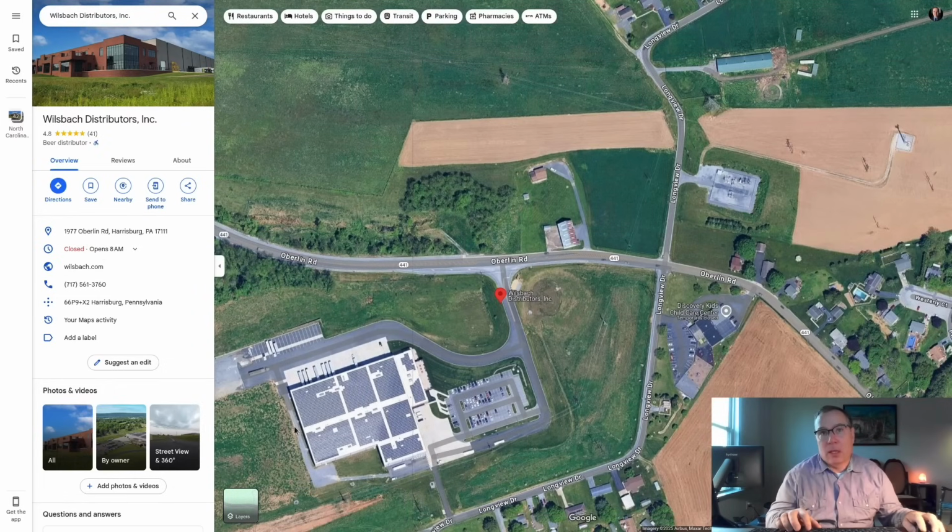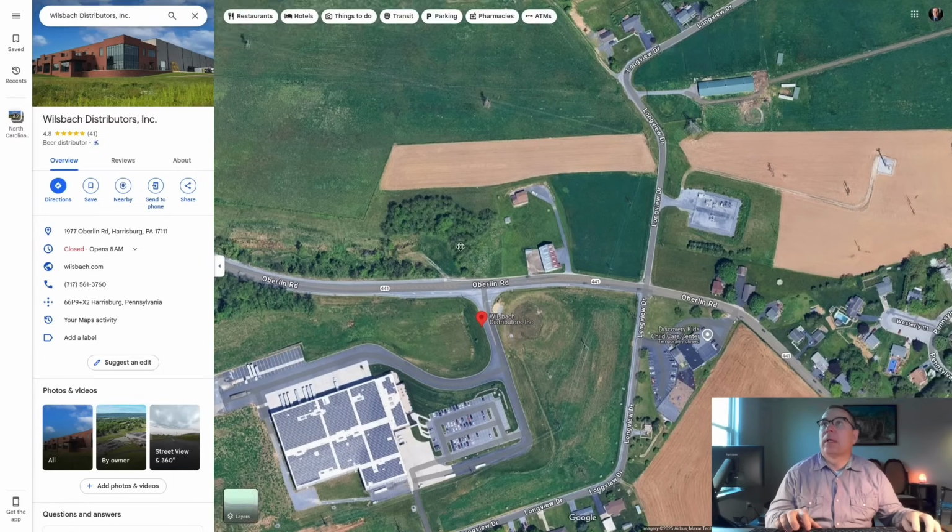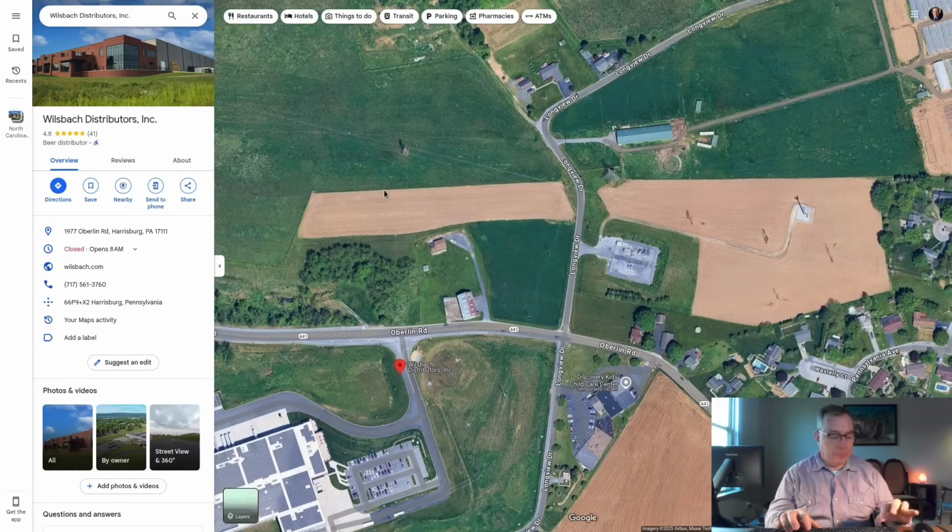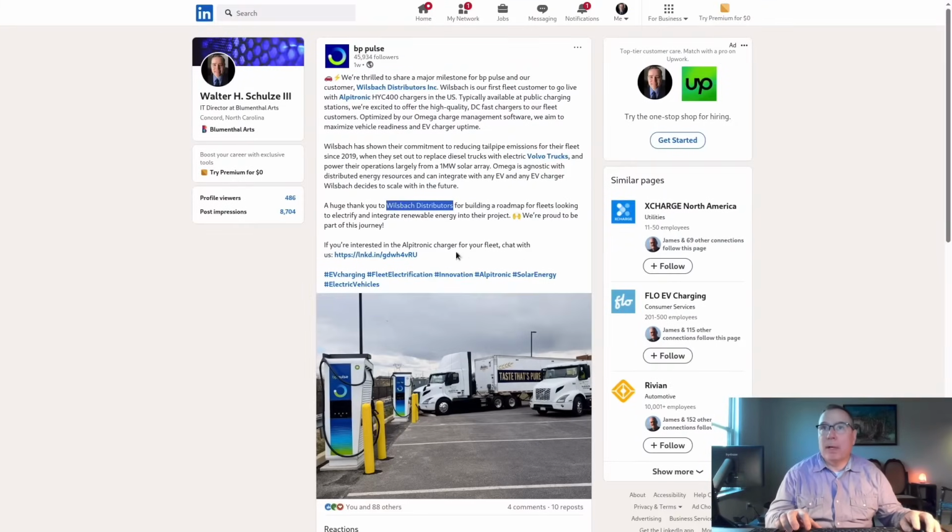But you can see the solar on the roof that they're referring to in the press release. And the chargers are likely right over here. This is where those trucks are charging. And here's the green roof building. But back to the press release.